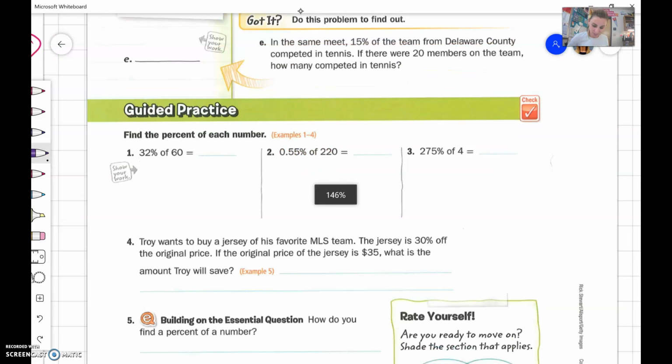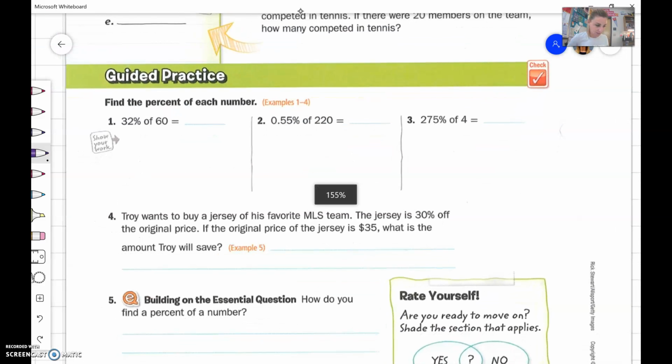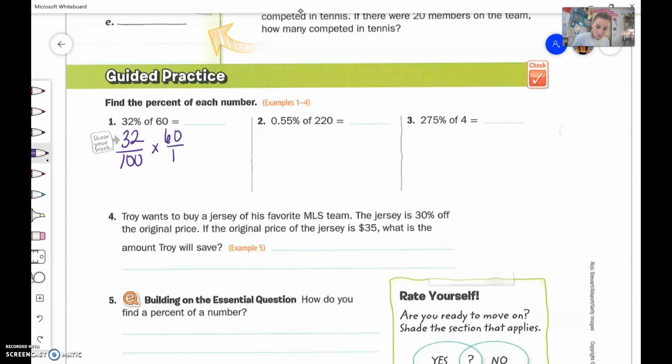Okay. So let's take a look at these problems right here. It says 32% of 60. So 32%, percent means out of 100, and we're going to multiply that by 60 over 1. Okay? Now we're going to cross simplify, just because we might as well, or we can simplify 32 and 100. So let's first simplify 32 hundredths.